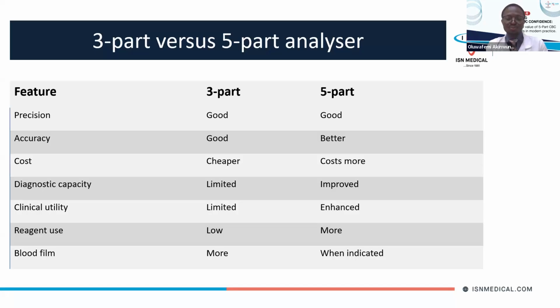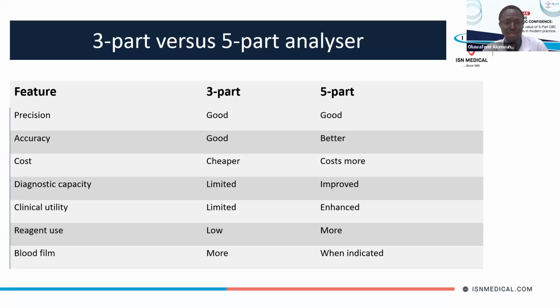So if you see a mid proportion or percentage of your three-part analyzer reading about 10-15%, we are so much bothered, because you cannot make headway without doing a peripheral blood film to sort out that particular situation. In terms of cost, the three-part analyzer is cheaper. It also uses less reagents, while the five-part may cost more and uses more reagents.